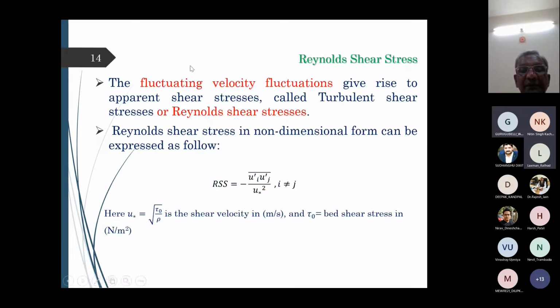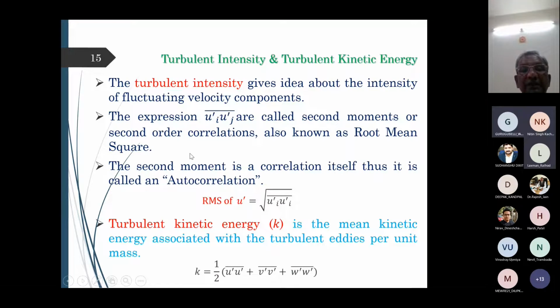And similarly, we have some other parameters also depending on the velocity fluctuation. I have already told that U prime, V prime and W prime are the velocity fluctuations. Due to the velocity fluctuation, the shear stresses which are getting developed are the Reynolds shear stresses, given by this kind of expression, right? U star is root of tau naught upon rho, where tau naught is the bed shear stress and rho is the density. Okay.